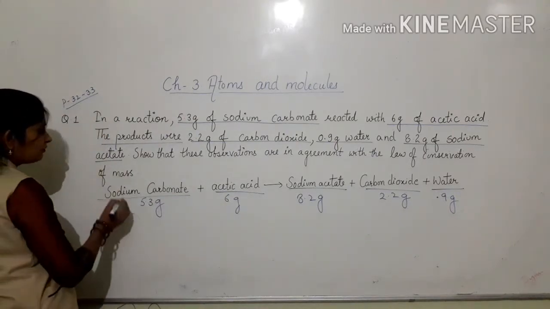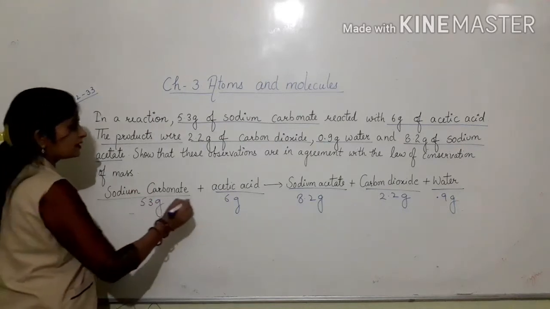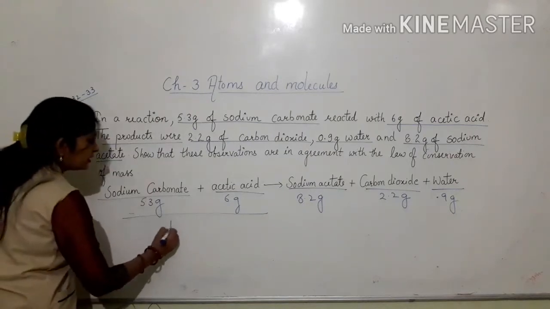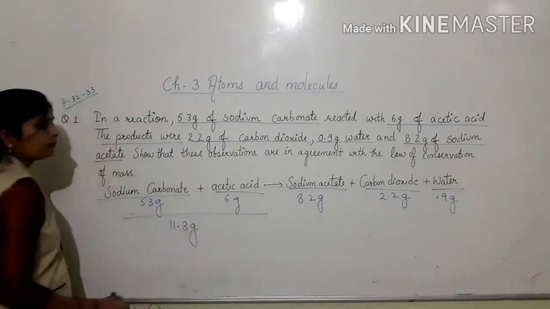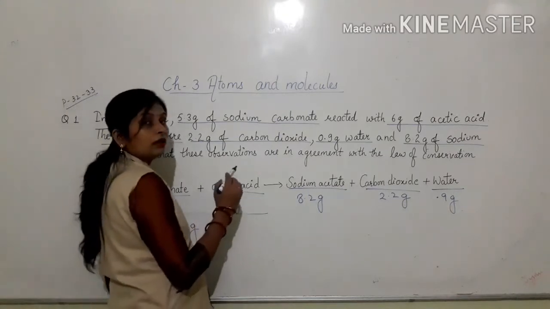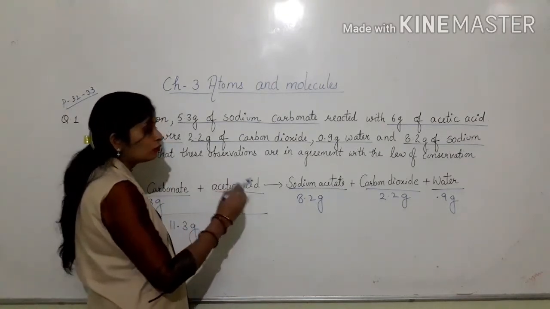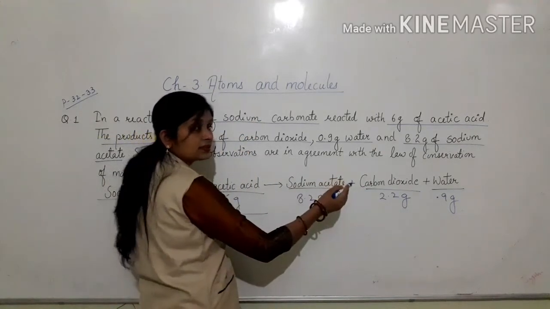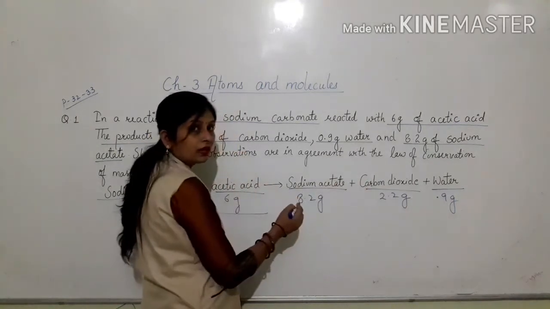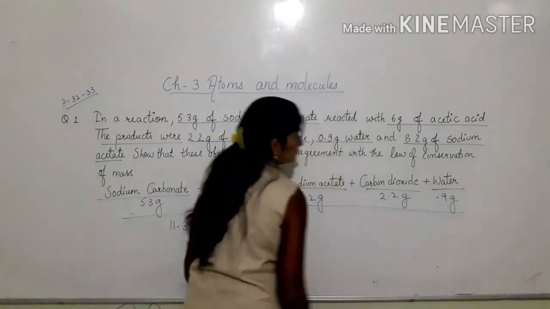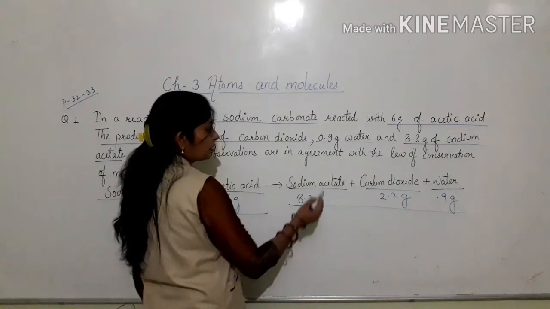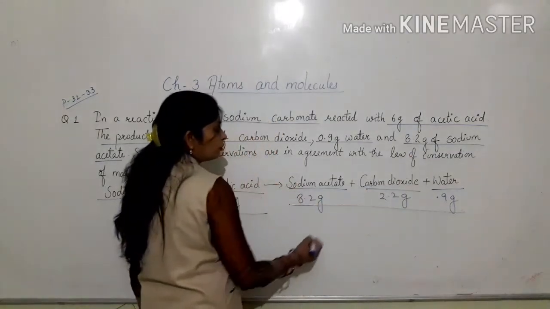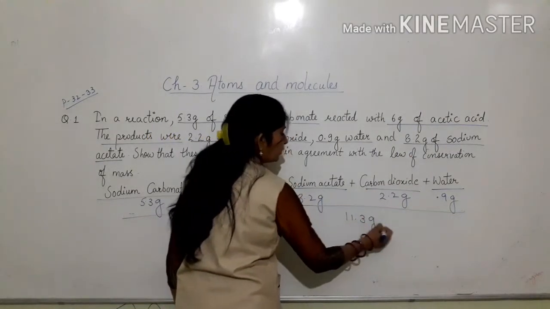Okay. So, first of all, we will calculate the total mass of the reactants before the reaction. It is 5.3 gram sodium carbonate plus 6 gram acetic acid. So, the total mass of these two reactants is 11.3 gram before reaction. Then they react with each other to form these three products. Okay, so the total mass of the products after the reaction is 8.2 gram sodium acetate plus 2.2 gram carbon dioxide plus 0.9 gram water. It is 11.3 gram only.